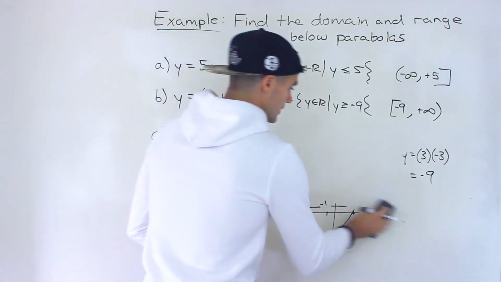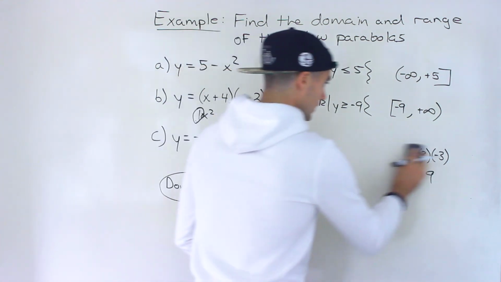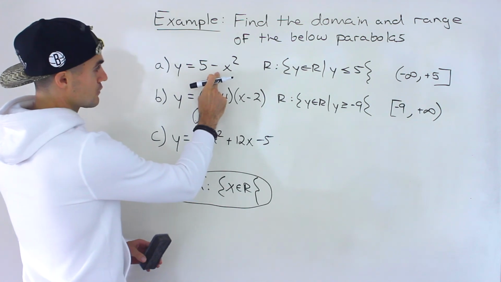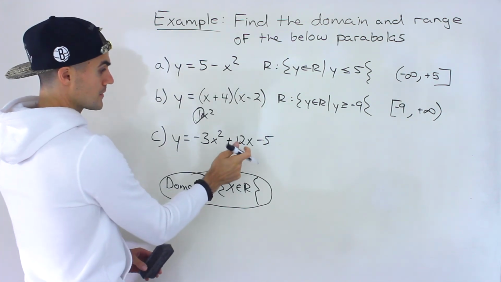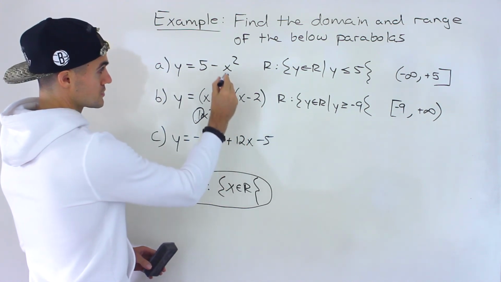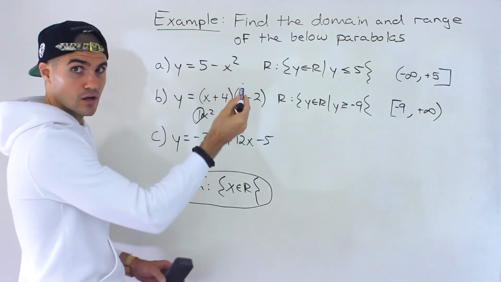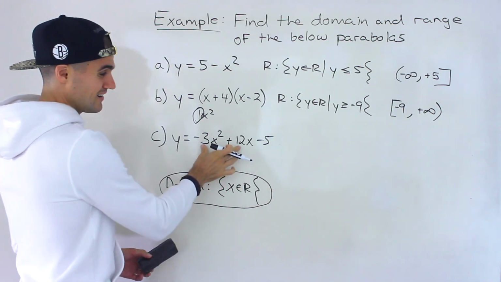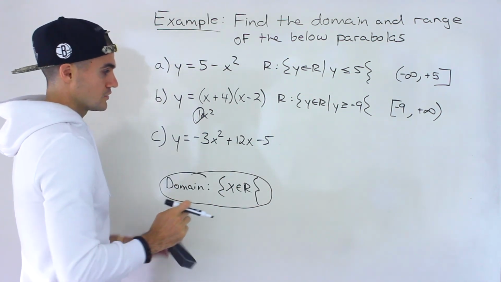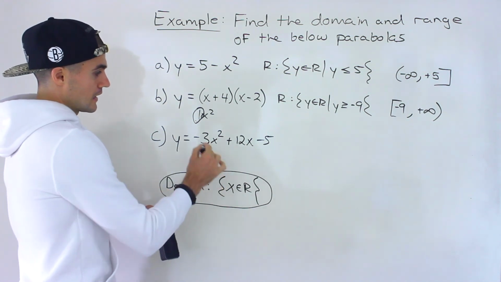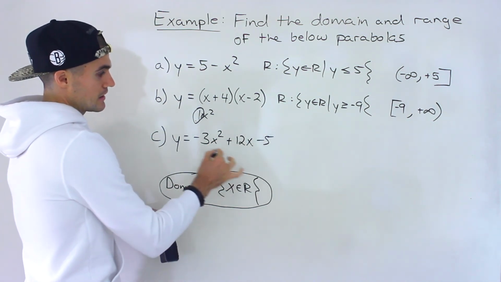Now part C, it's a little more tricky because it's a full standard form. This was in standard form too, but we didn't have the b value to worry about. Right? It was just x squared and then 5, the constant at the end. So it was easy to show the transformations. Here, it's a little bit more difficult. You can't see the transformation.